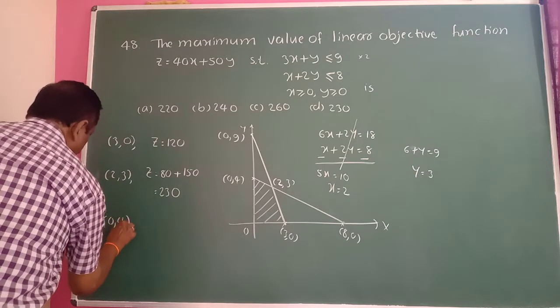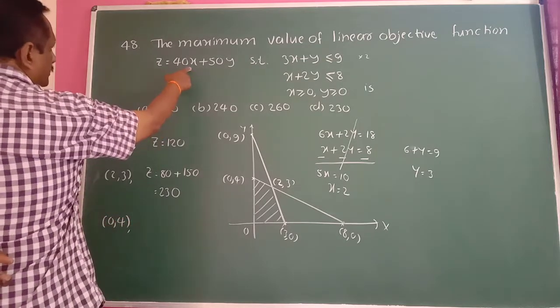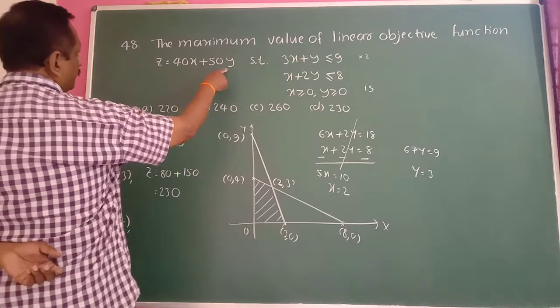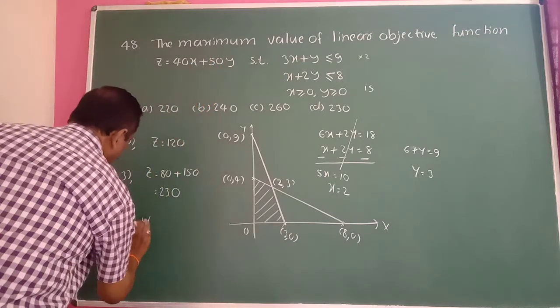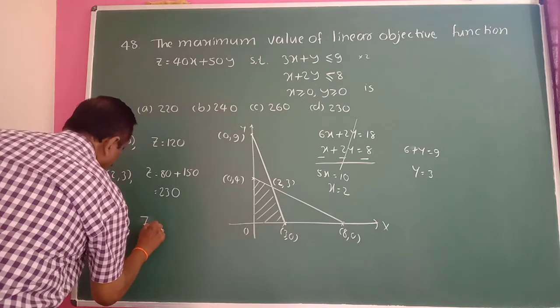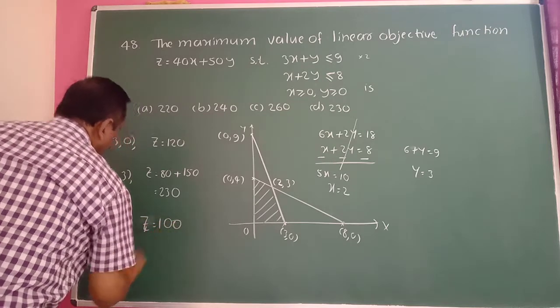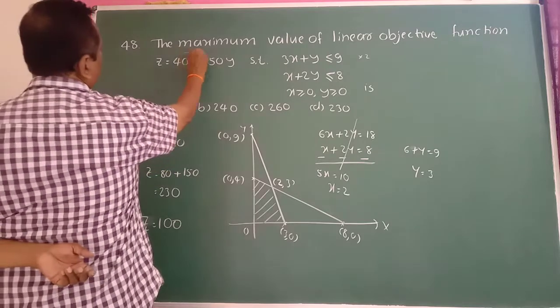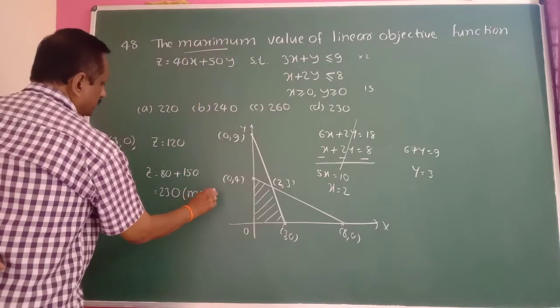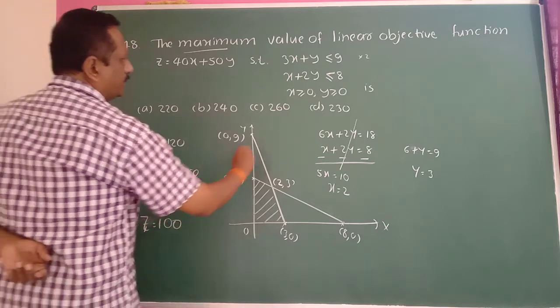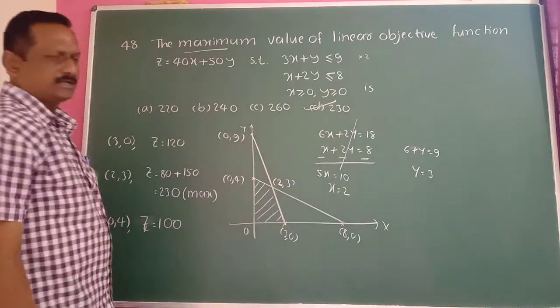X is 0 here and put y as 4: 50 times 4 is 200 here. So z is equal to 200. Here we want the maximum value. Here the maximum value is 230. Therefore D is the correct option. 230 is the answer.